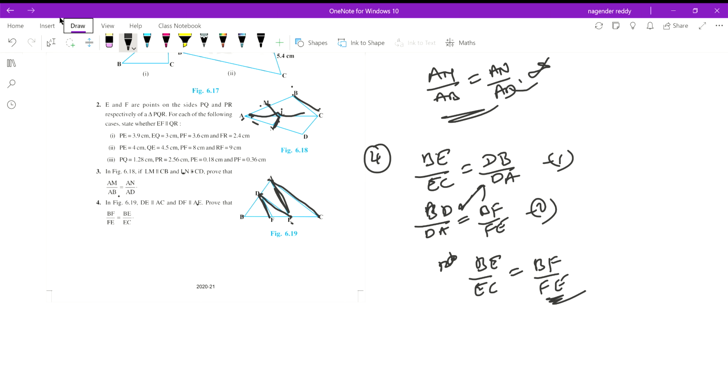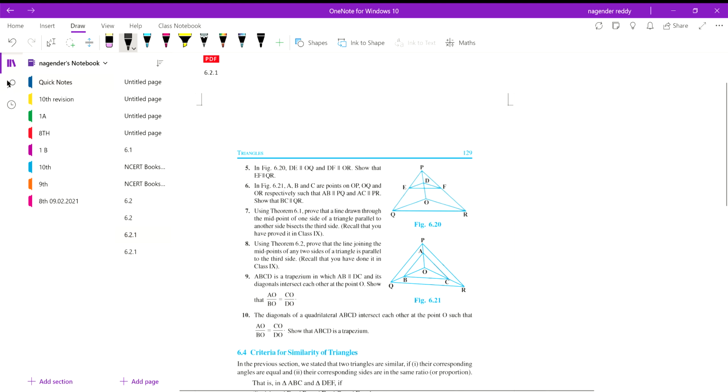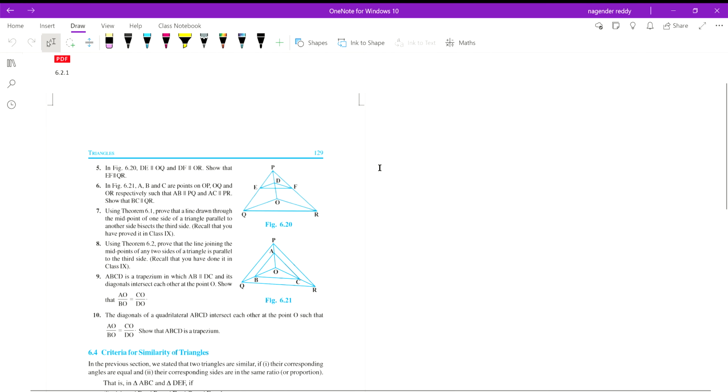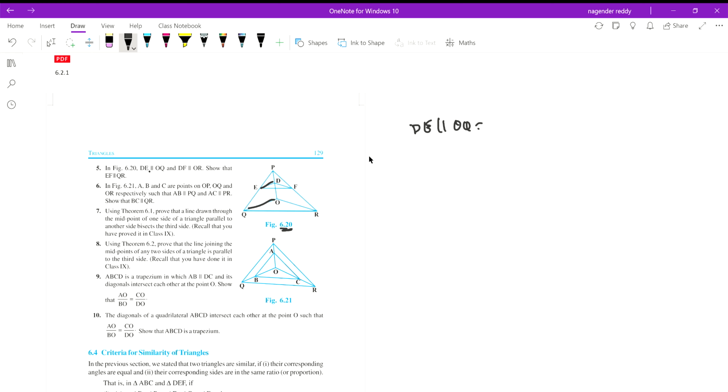We'll go for the fifth question. Now you can observe figure 6.20. In 6.20, DE is parallel to OQ. Now apply this: if DE is parallel to OQ, that implies PD by DO is equal to PE by EQ. Is that right? PD by DO is equal to PE by EQ.